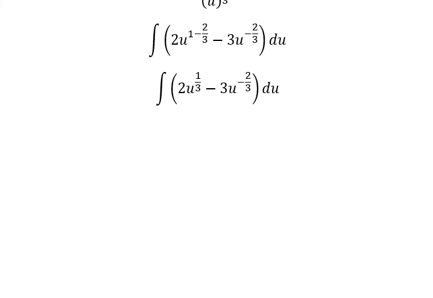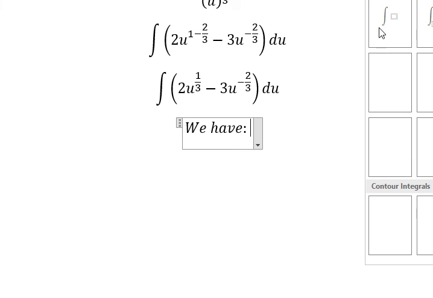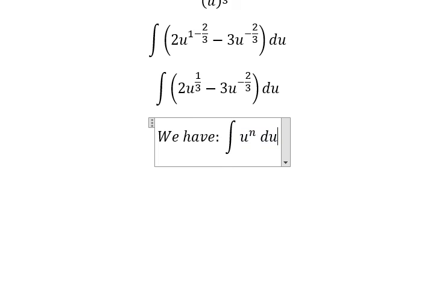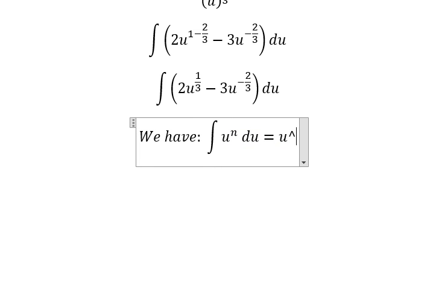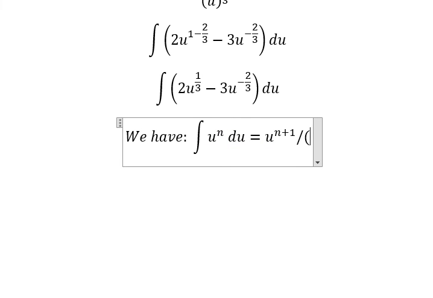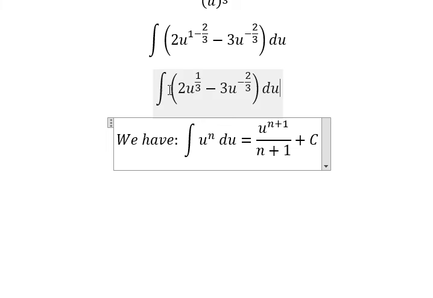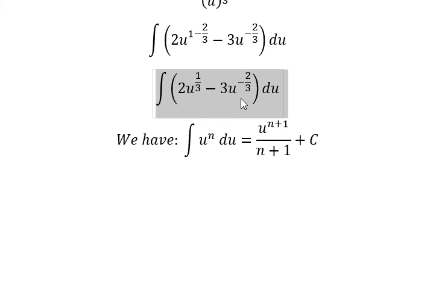So we have the formula. The integration of u to the power of n du is u to the power of n plus 1 over n plus 1, and we put plus c. Now we can apply the formula in here and here.